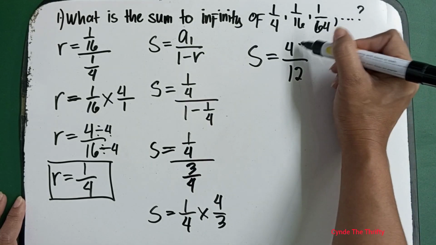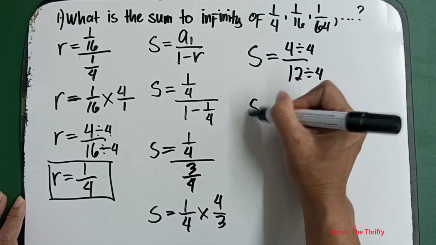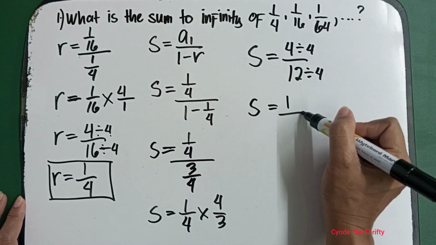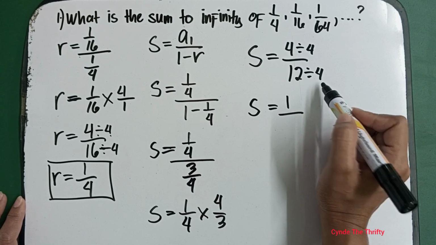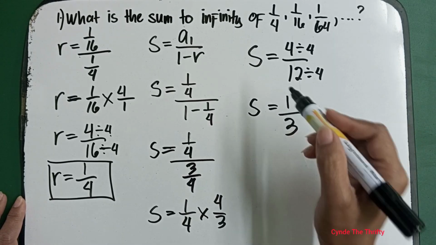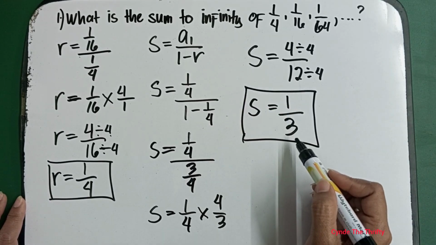Okay, so pwede natin silang i-divide pareho sa 4. Okay, so sum to infinity is equal to 4 divided by 4 is 1 over 12 divided by 4 is 3. Okay, so the sum to infinity is 1/3. So ito na yung sagot natin.